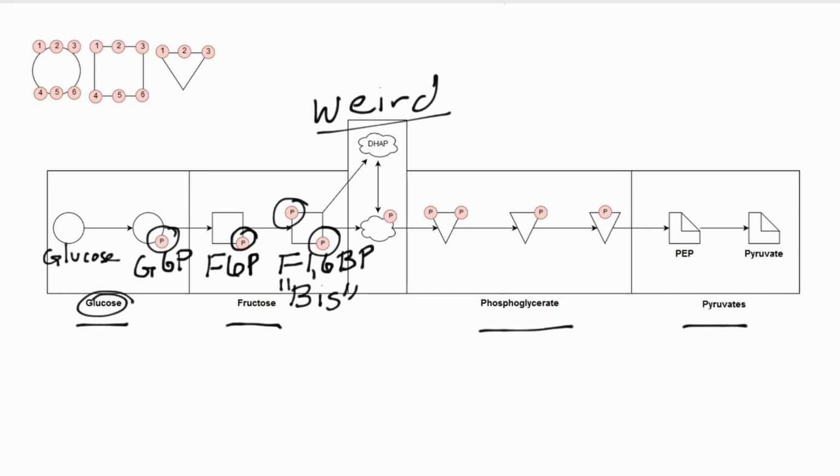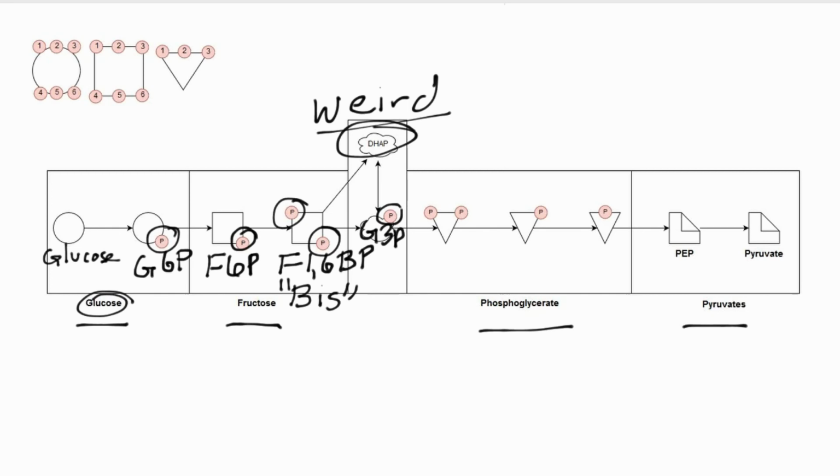Fructose 1,6-bisphosphate gets converted into what's called dihydroxyacetone phosphate, and then glyceraldehyde 3-phosphate, which is this one up here. I'll just write glyceraldehyde 3-phosphate, so we have a phosphate group in the 3 position.